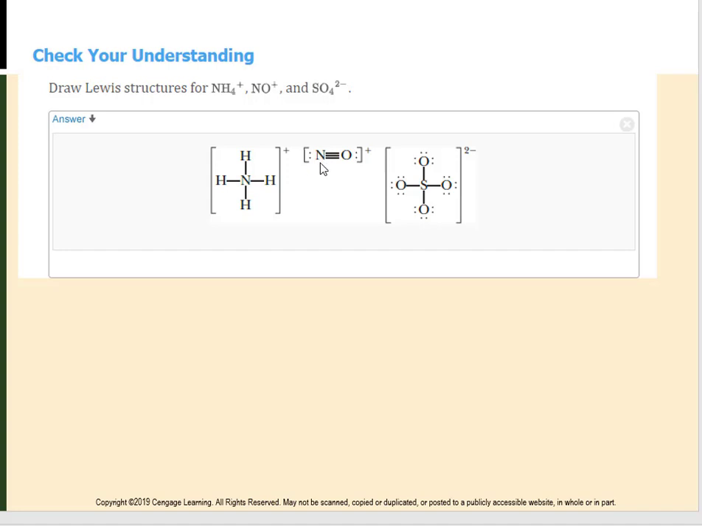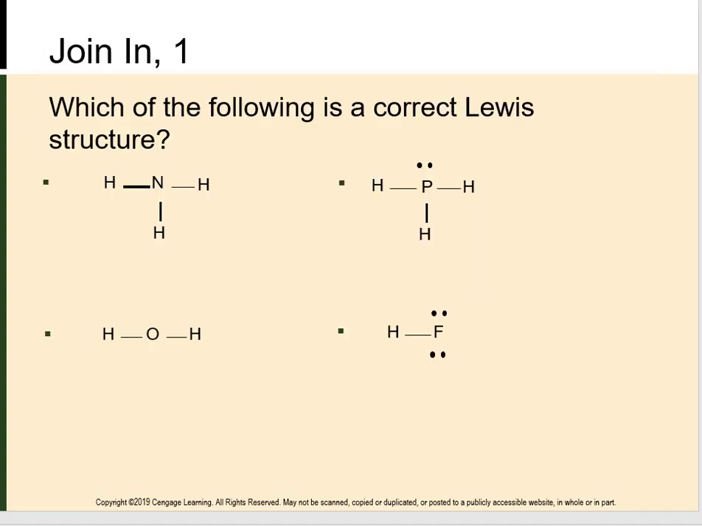NO plus, we would see that there's just an N and an O, and nitrogen has 5 and oxygen has 6, so that'd be 11, minus 1 would be 10. So 1, 2, 3, 4, 5, 6, 7, 8, 9, 10, 10 electrons total. And in order for everybody to be happy, there needs to be a triple bond between the N and the O. And then SO4 2 minus should look like this.